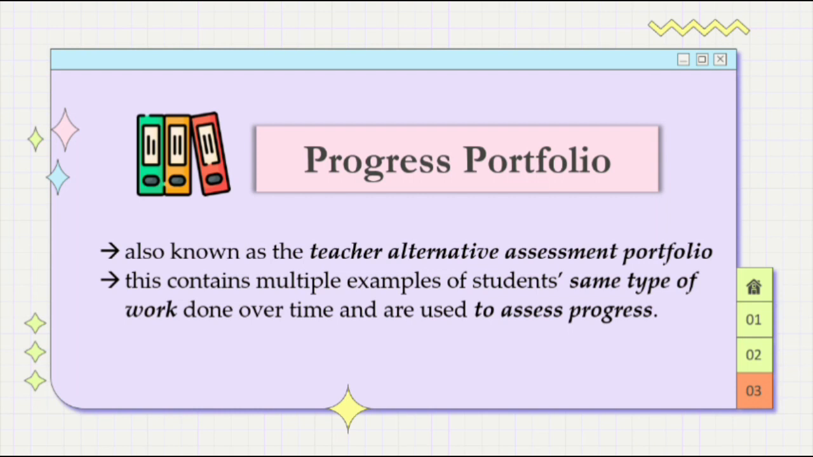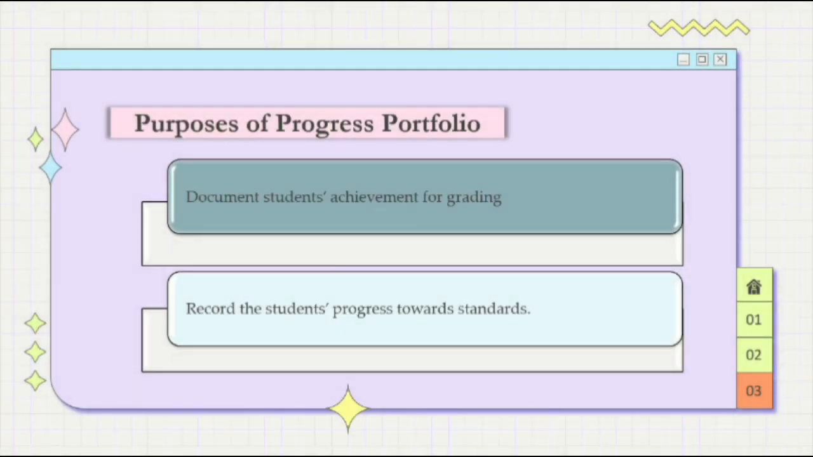This is a focus type of portfolio, and it is a model of the holistic approach to assessment because here we can see that the learners are really progressing or having an improvement in a particular knowledge or skill. So what are then the purposes of progress portfolio? So first is that it can document the student's achievement, which it can be used for grading. And second, it could also document the student's progress towards standards.